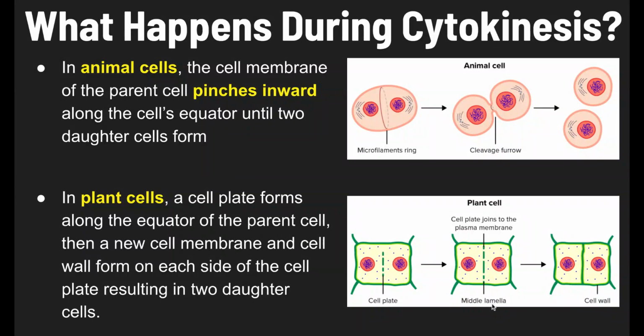Okay, so in this video, we've seen that the cell cycle consists of interphase and M phase. Interphase had 3 steps, G1, S, and G2, and M phase consisted of mitosis and cytokinesis. We've looked at the steps that happen during mitosis and what happens during cytokinesis.